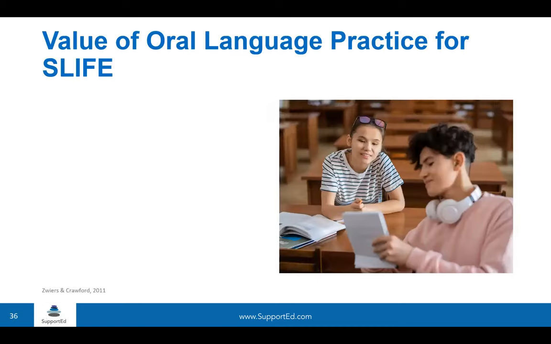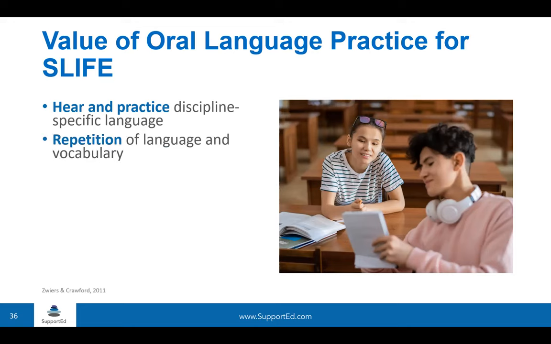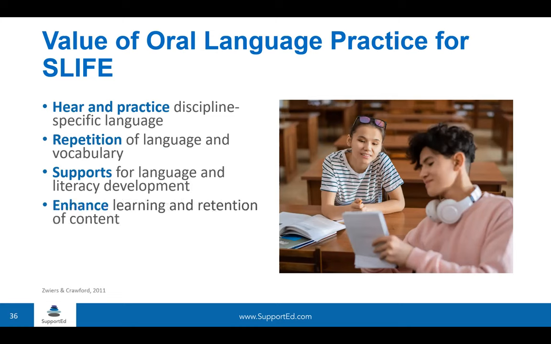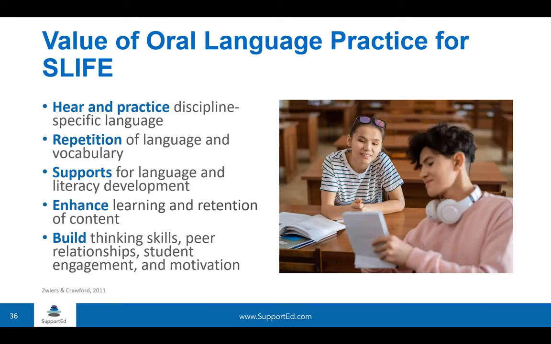So that was a great thing you mentioned, Karina, about the social aspect of this. We know that the value of oral language practice for SLIFE is really great. We want our students to hear and practice this discipline-specific language. They're repeating language and vocabulary. They're using it in different ways, as you probably experienced doing this breakout group. We know that oral language is a great springboard and support for literacy development. It's a way for them to recycle vocabulary and retain content. And it helps them with the social aspects that, especially with the pandemic, our students have not had as many opportunities for, to build relationships with peers and increase their engagement and hopefully motivate them.